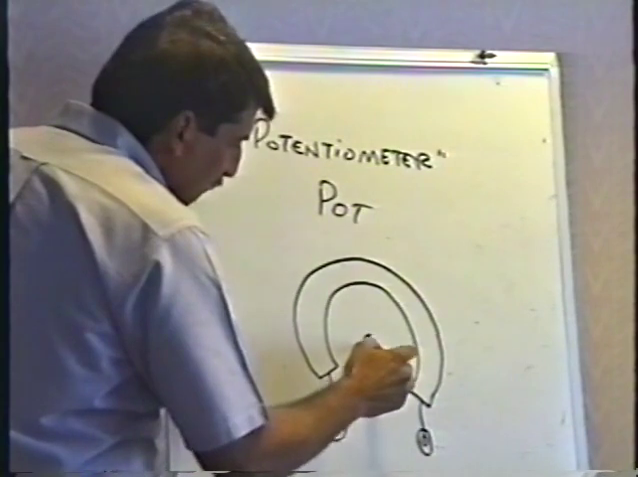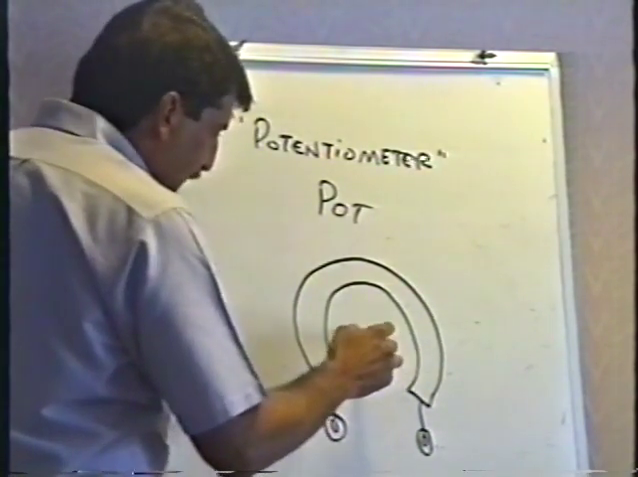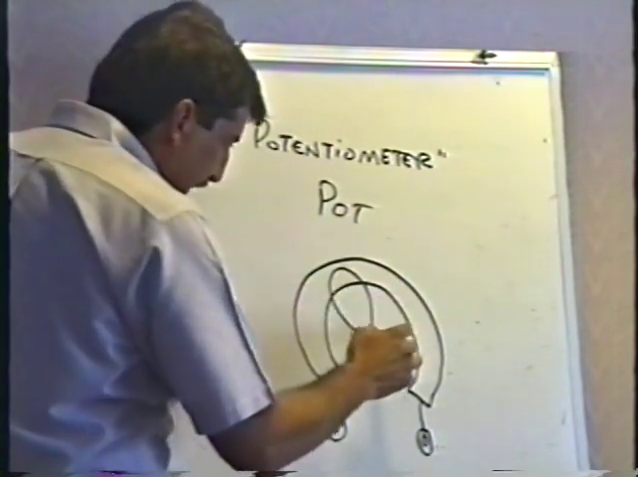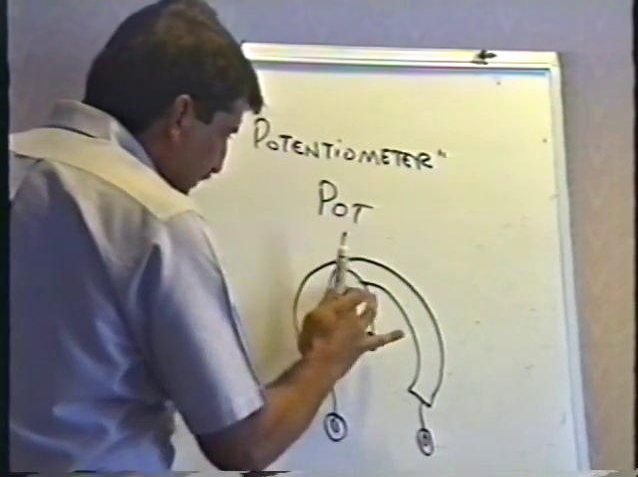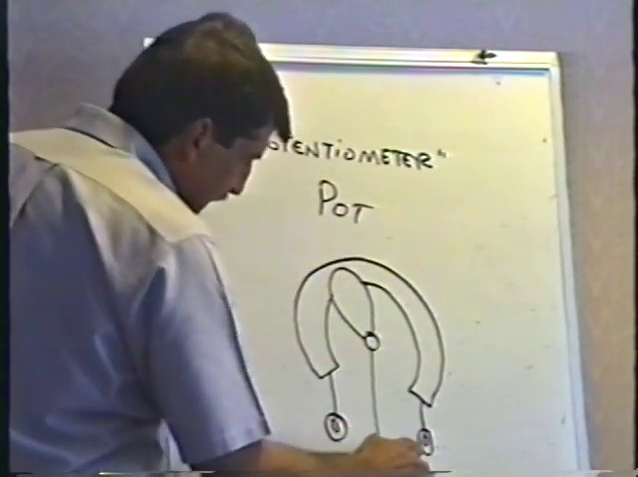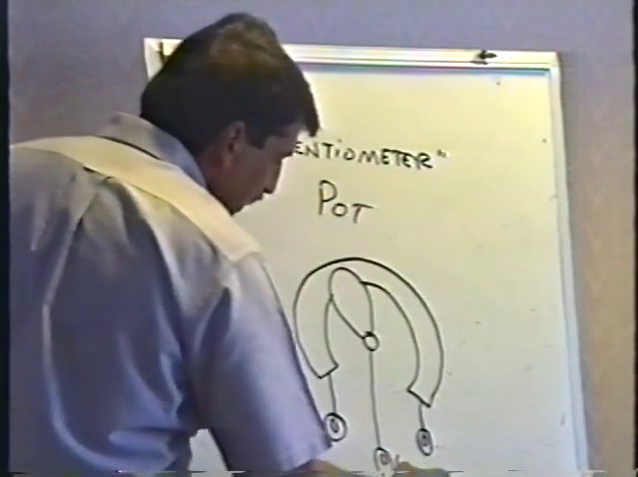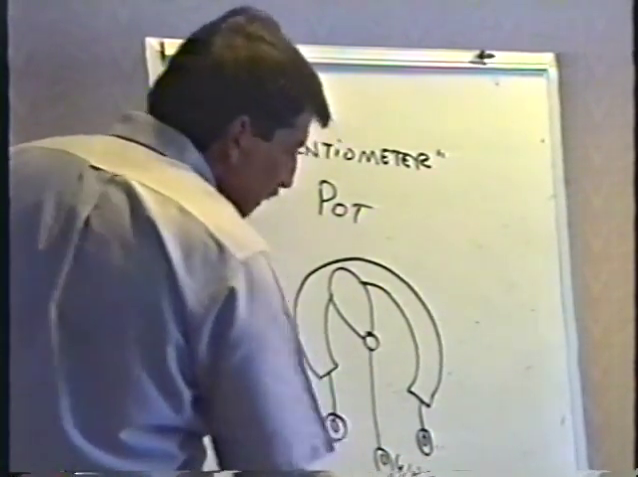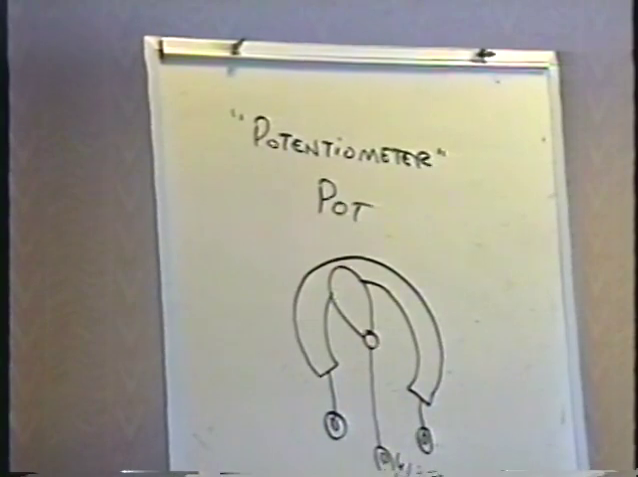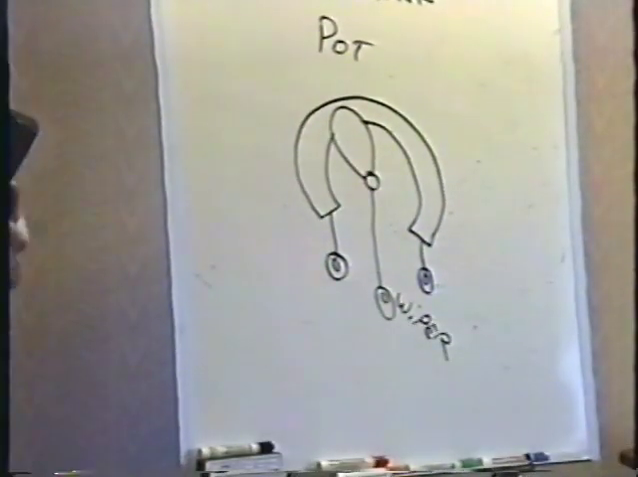Then the wiper, which is the thing that you turn, actually is touching the resistance element, as I showed you earlier. That goes to the third lead. Again, it's called the wiper of the pot, the wiper of the potentiometer. And here's how it works.